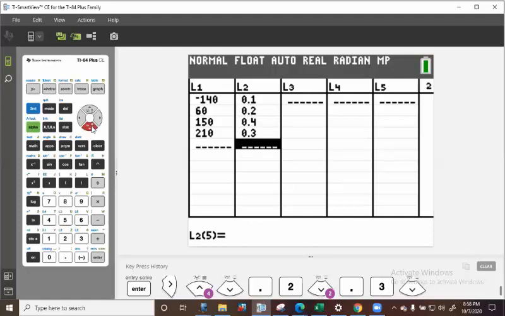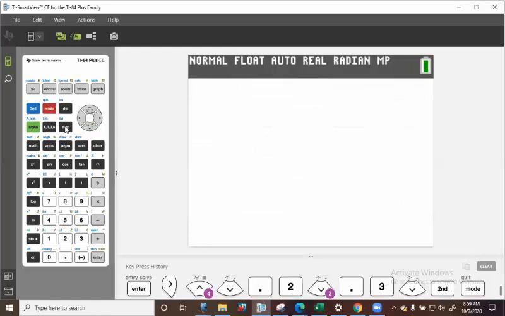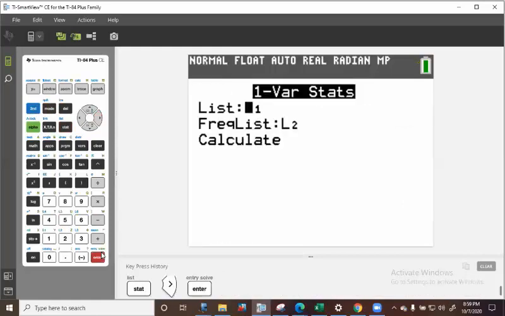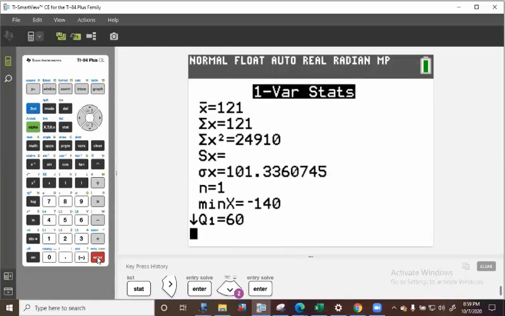All right, so we can go do the one var stats. Second, quit, stat, calc, one var stats, L1, L2, calculate. Now this is important. This will save you a little effort here. I've learned this from experience too, because it's going to alternate.